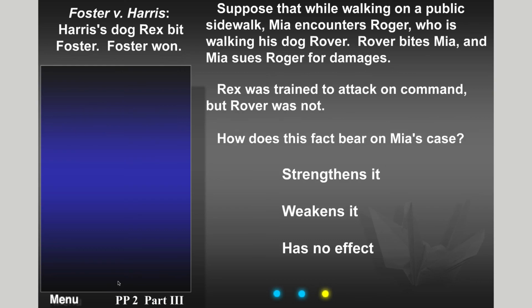So suppose, again, we're walking along. We have Mia getting bit by Roger. Rex was trained to attack on command, but Rover was not. How does this fact bear on Mia's case? So strengthen it or weaken it? I don't think it has no effect. Rex was trained. Well, Foster won. So you could imagine that Foster said Rex was trained to attack on command, so Harris must have commanded him to attack Foster. Rover wasn't. So this seems more accidental. And so this weakens Mia's case.